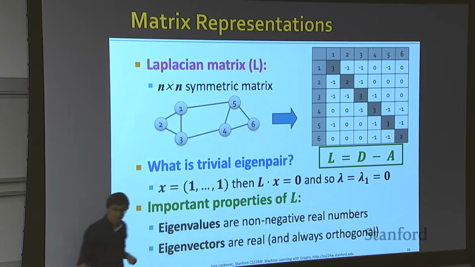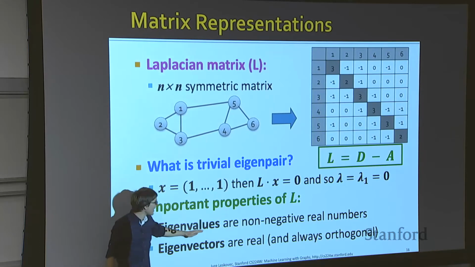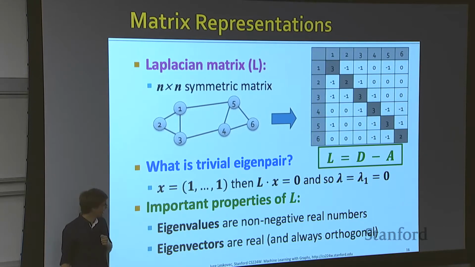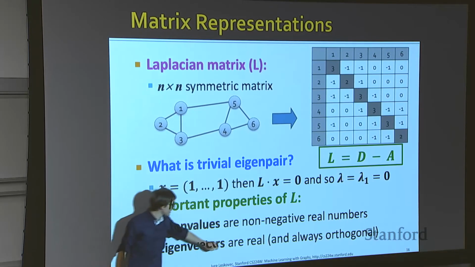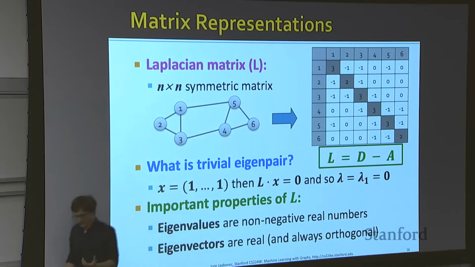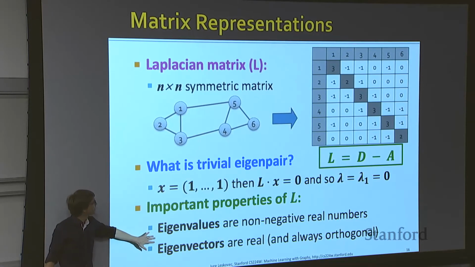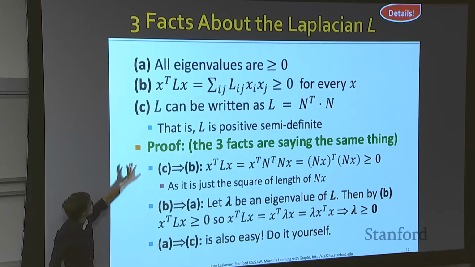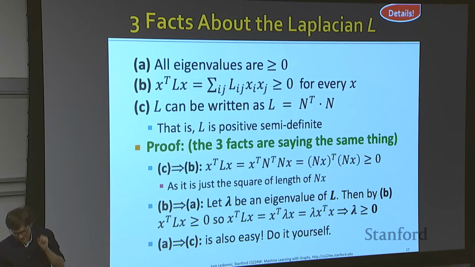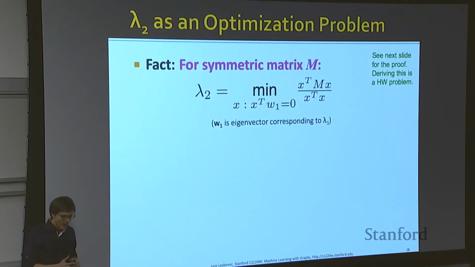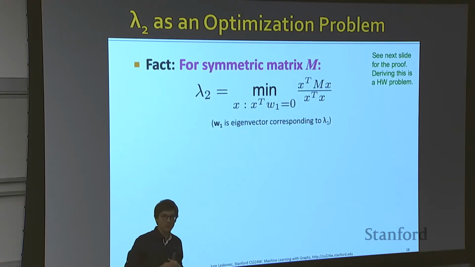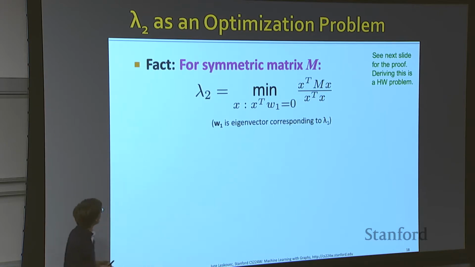There are 2 more important properties: the eigenvalues are non-negative real numbers, and the eigenvectors, again, are real, meaning they are not complex. These are the properties. Here's the proof for all 3 properties. I skipped that, and I encourage you to look at it yourself. Now I want to show one more important thing, and then we'll start working on the algorithm.